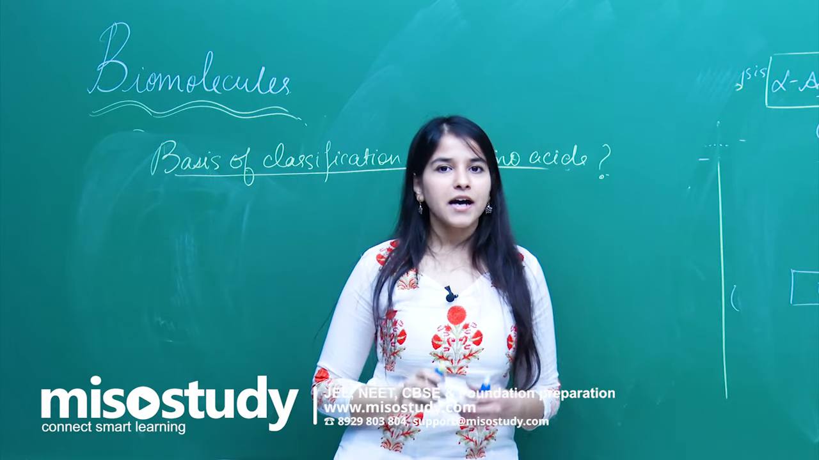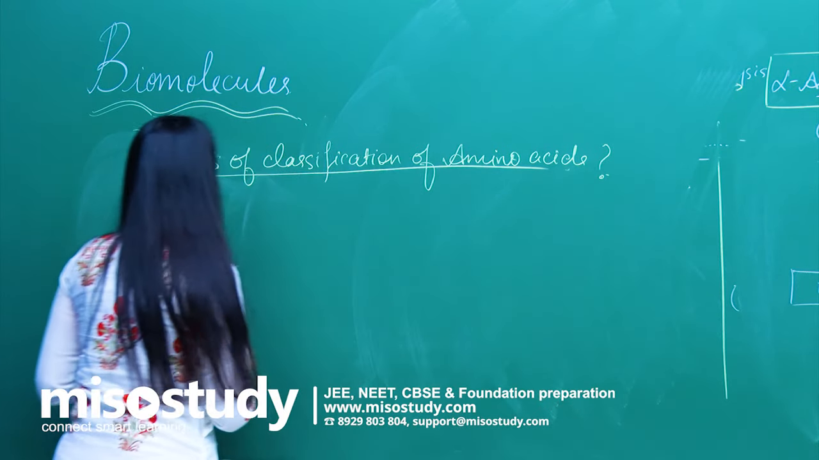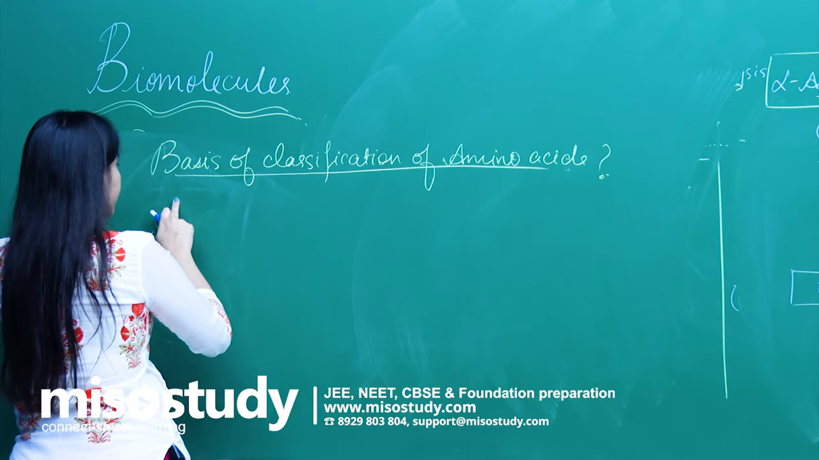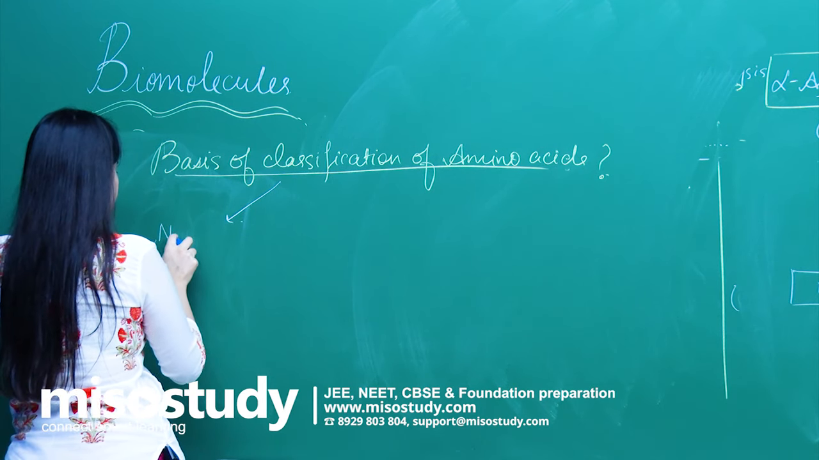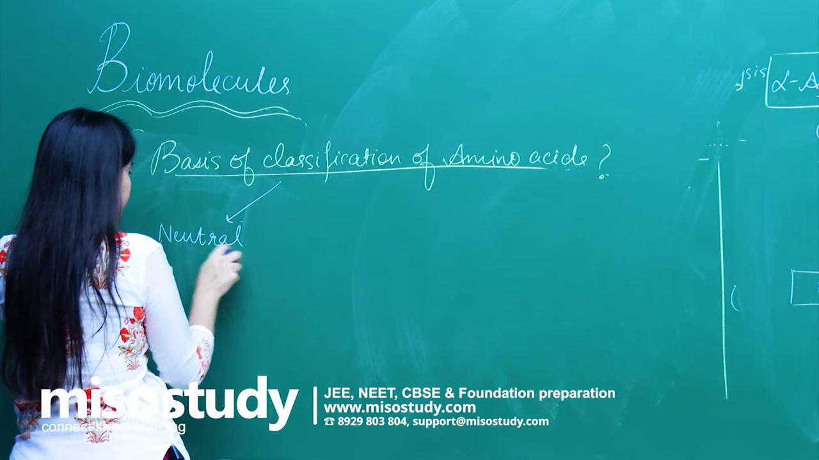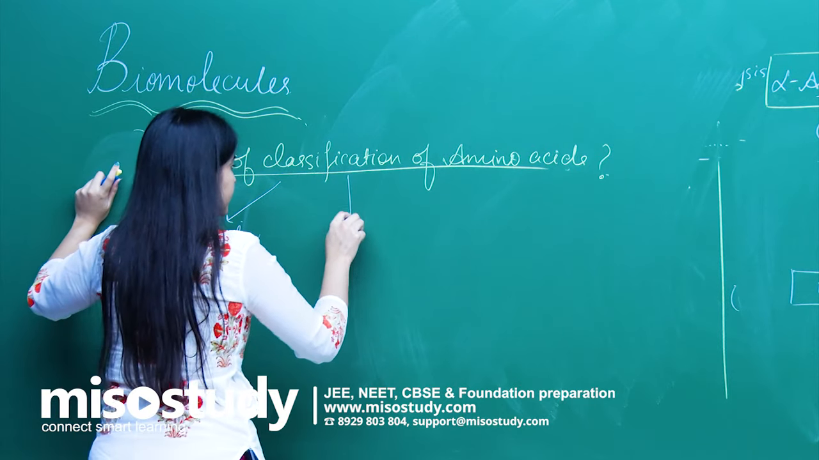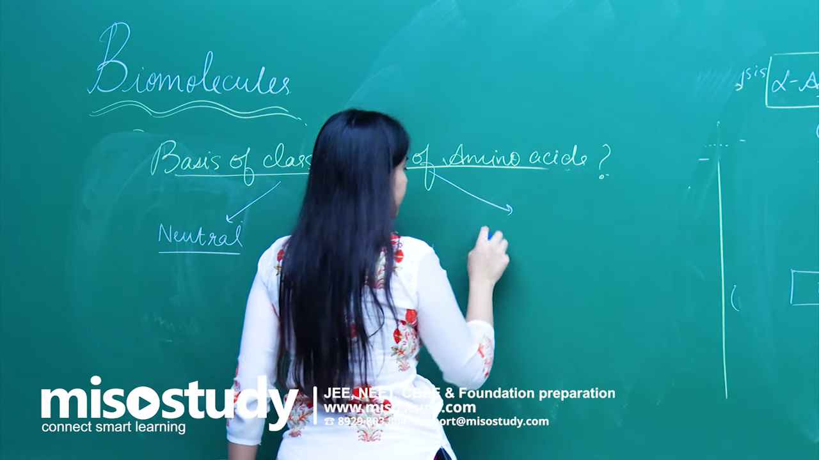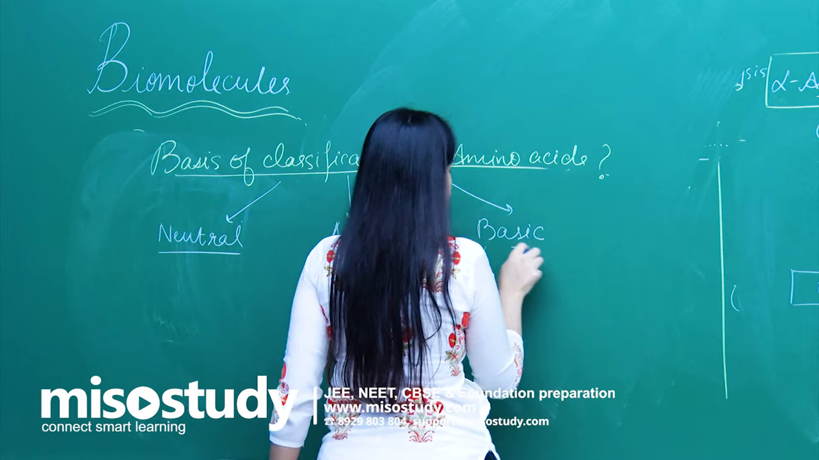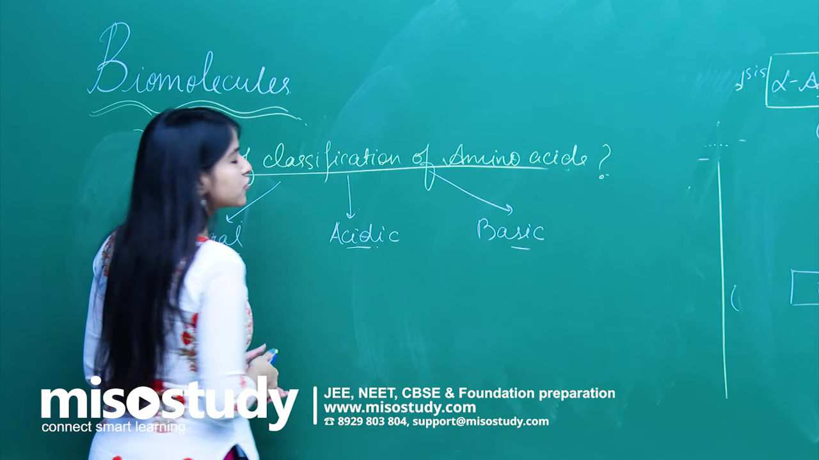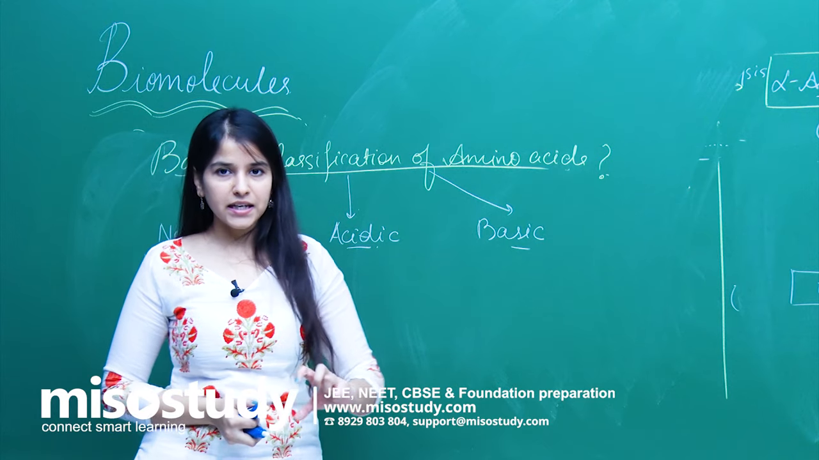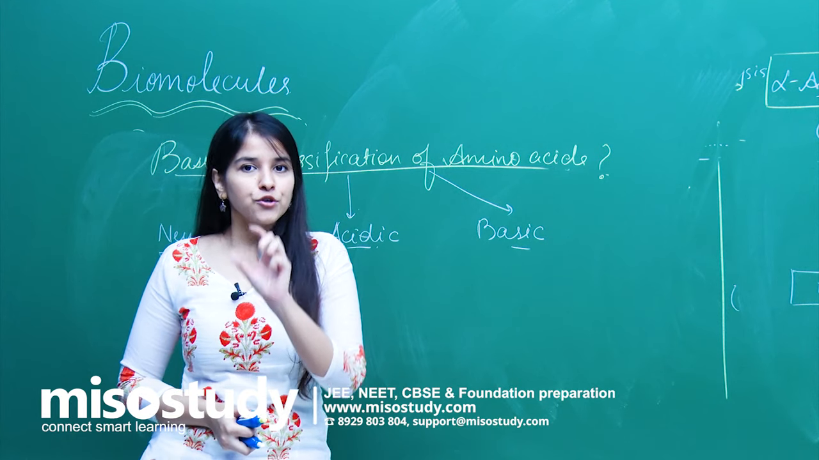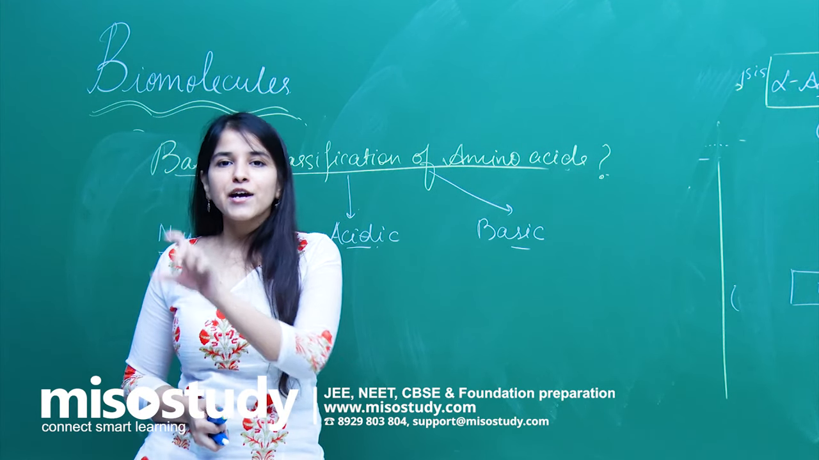So, amino acids are of different kinds. What kind of? I have got three types: neutral, acidic, and basic. What are neutral amino acids? So, as you can see in the general formula of the amino acid, what do you have? You have got one amine group and one carboxylic group.